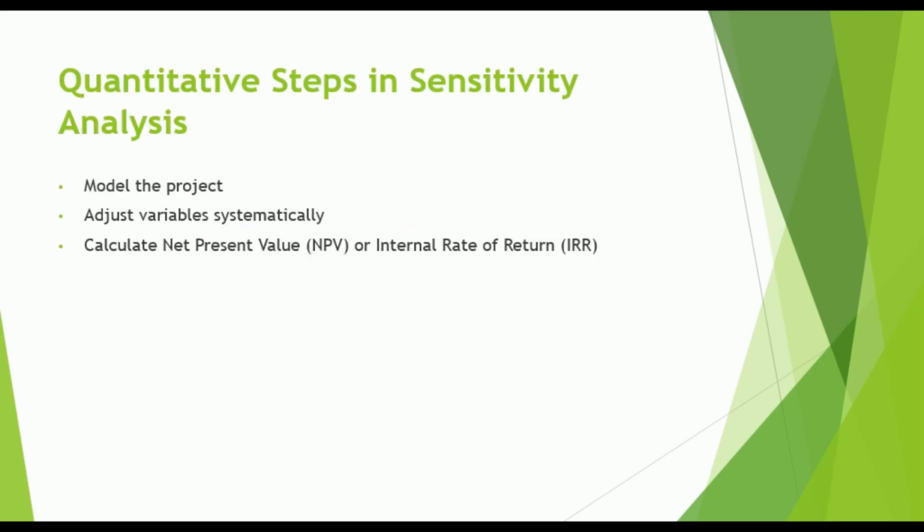Next, we move into quantitative steps in sensitivity analysis. Once we have our key variables and their potential ranges, we build a financial model of the project. We then systematically adjust one variable at a time while keeping the others constant. This is crucial. This allows us to see how each factor affects important financial metrics, such as net present value and internal rate of return. By testing different scenarios, we can determine which variable poses the highest risk to project success.